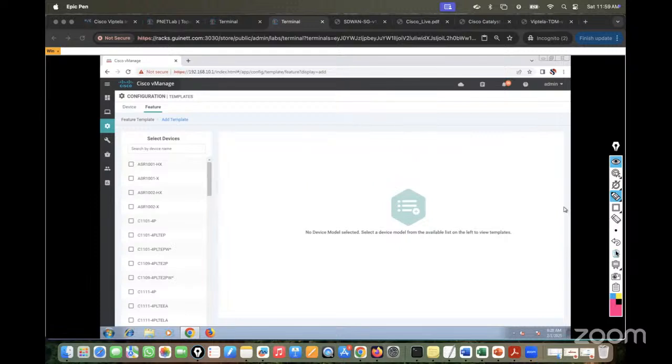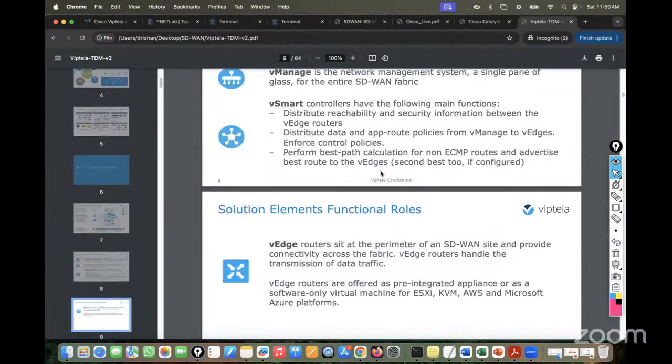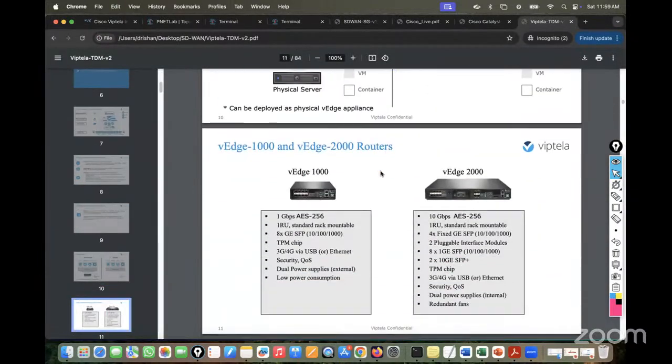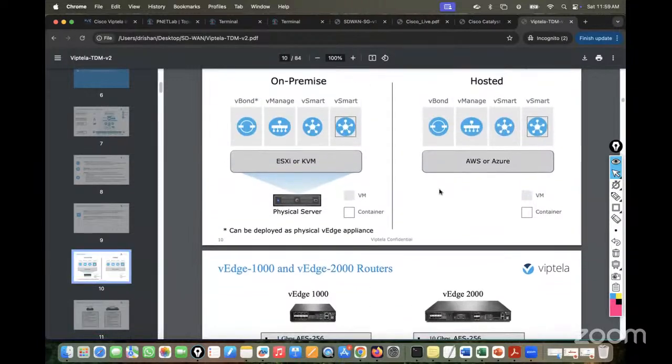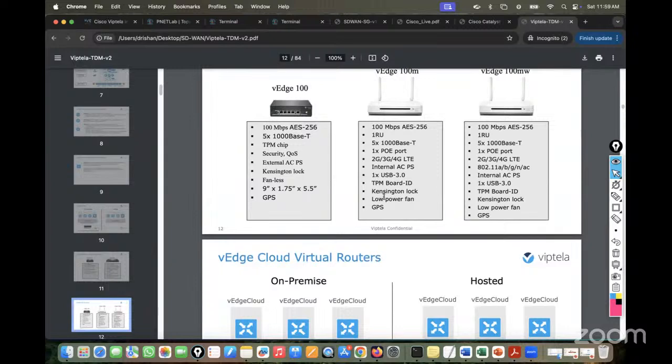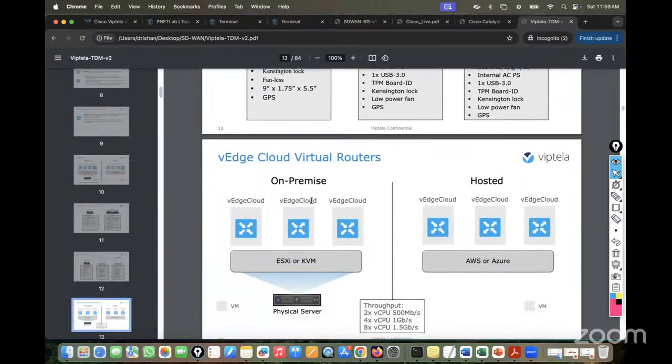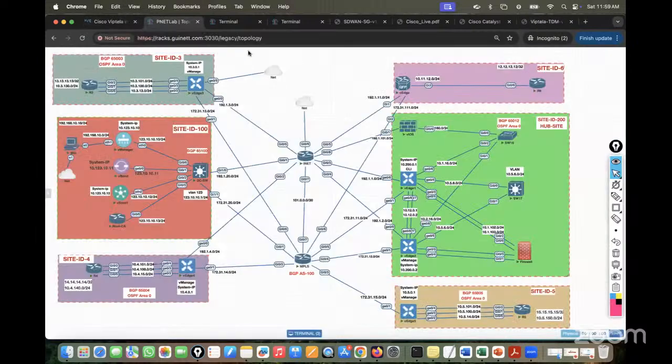So let me show you. This vEdge can be your physical device or your virtual device. So see, this is my vEdge. This is the physical box. You can see this can be a physical box, and this is also a physical box. But this vEdge can even be virtual. In our case, we are all using virtual devices.